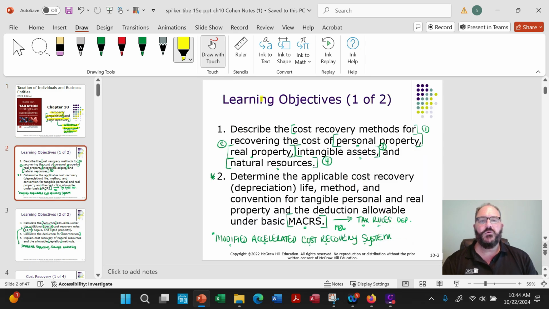So, what are the objectives? Cost recovery methods. Okay, that's number one. What about cost of personal property, real property, intangible assets, natural resources? They're all a little bit different, similar but different. We're going to take a look at MACRS. Okay, this is tax rules that came from 1986. MACRS, by the way, is modified accelerated cost recovery system. That's what that stands for. By the way, if you're an accounting person and somebody says MACRS, you need to know that they're not talking about the whiskey. Okay, just to let you know.